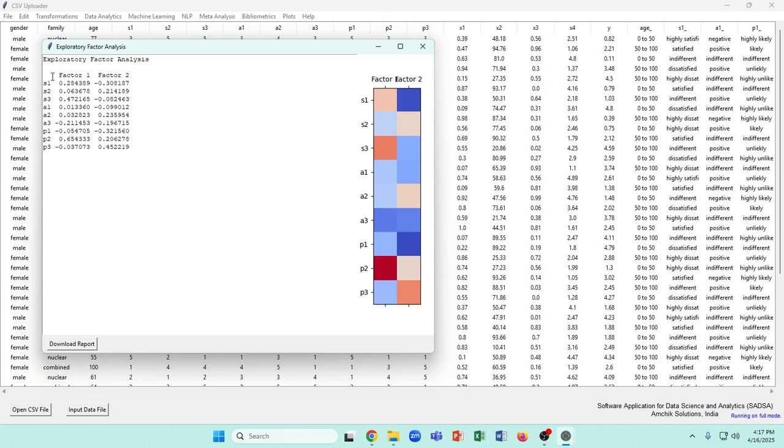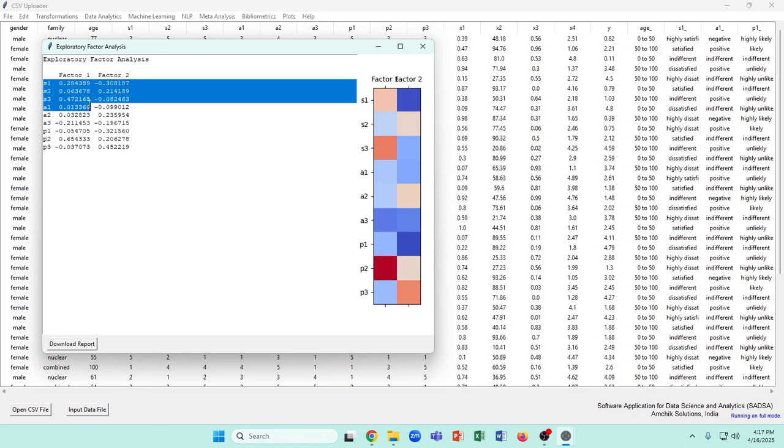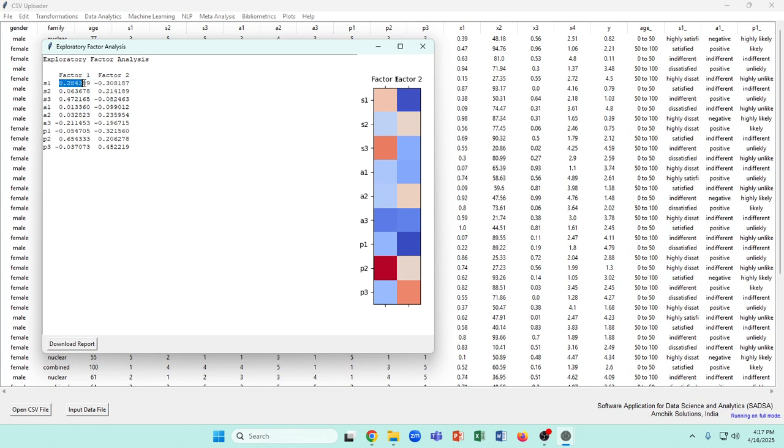If you look at the factor loadings, all the satisfaction variables have positive loadings but not strong for factor 1, and attitude is also positive but not strong for factor 1, but perception, together with one of the attitude variables, are negative. So I may not be able to draw inferences.